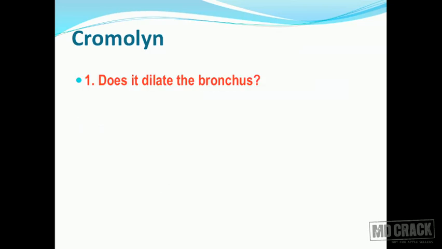I'm asking you a few questions after you heard about cromolyn. You can have a look at the slide. Question number 1 about cromolyn: does it dilate the bronchus? The answer is no. It's not a bronchodilator. Otherwise, I would have put it in short-term controllers and I would have called it a bronchodilator.